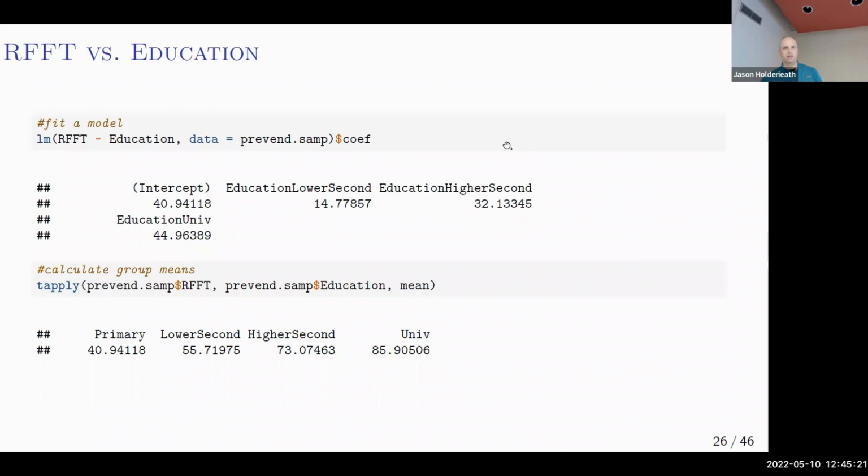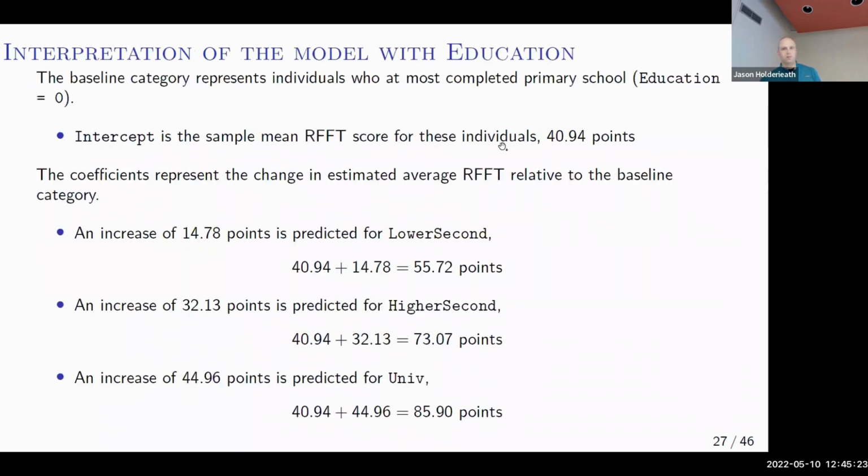So that is one way of looking at it, and this is another way of explaining it. Basically, the sample mean for individuals whose highest level was primary school was 40.94. And then you have these increases for each successive level of education.